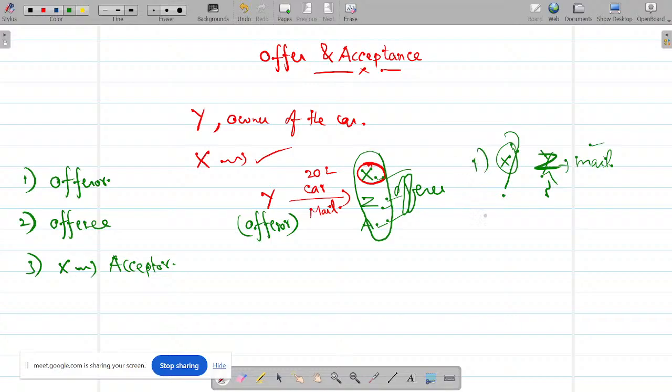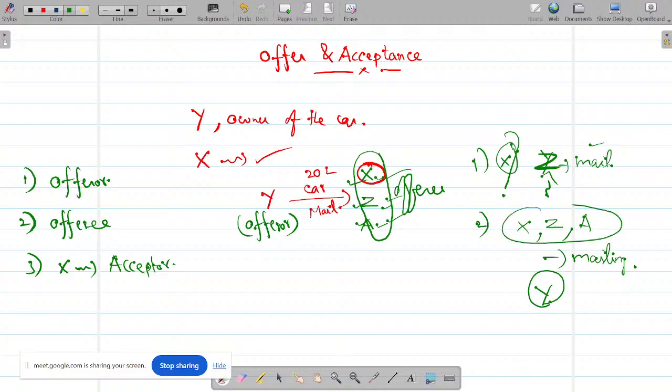So this is one case. Let me take a small change. X, Z and A, all three are mailing saying that we want to buy the car. Who is the acceptor? Whoever sent the mail first will be the acceptor. Here, I cannot choose who is going to accept my offer, because I sent the mail to all three. You three are called offerees. Even though all three have mailed saying they'll accept, all three cannot be called acceptors, because it is about one car and there's no restriction.